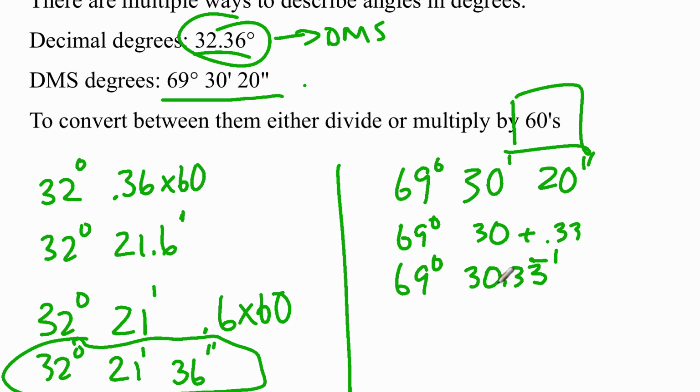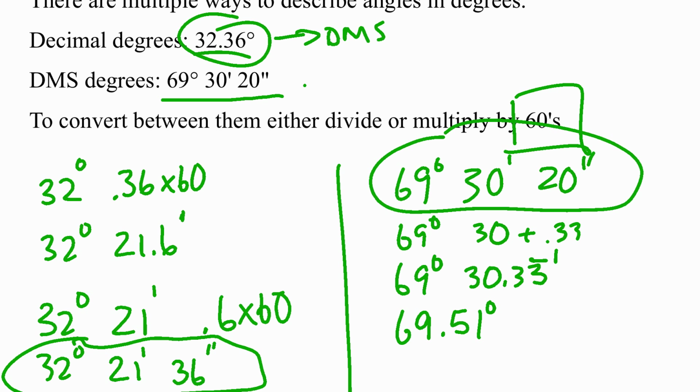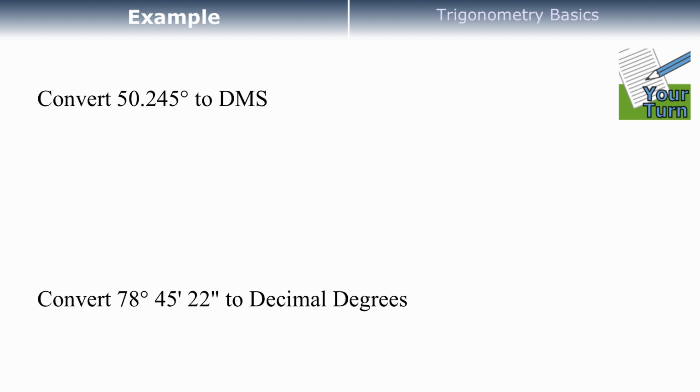Good. So 30.333 divided by 60 equals 0.5055. We'll call it 0.51. So this would be 69.51 degrees. So this and this are the same. Why don't you try a couple? Press pause, try them, then come back.